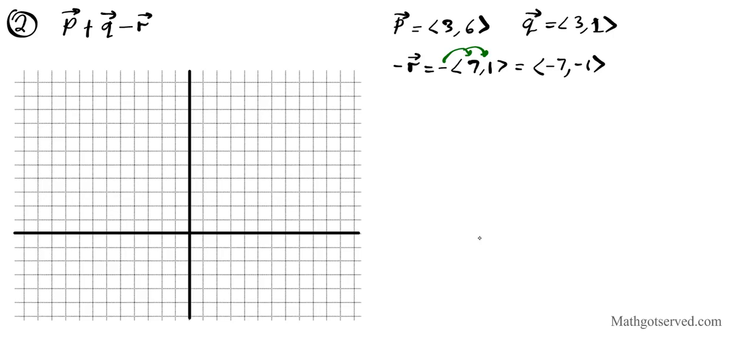Okay, now let's go ahead and graph p plus q. All right, so vector p, you go to the right 3, 1, 2, 3, and up 6, 1, 2, 3, 4, 5, 6. So that's vector P. And what we're going to graph next is vector Q.